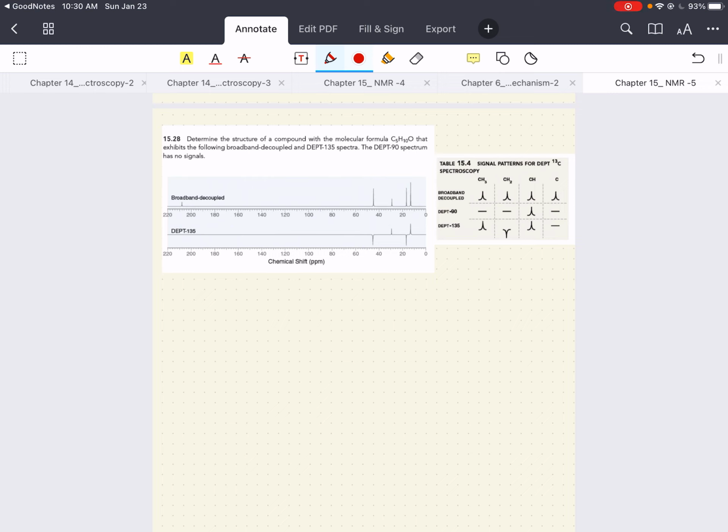What we're going to do here is determine the structure of a compound with molecular formula C5H10O. We have our broadband decoupled and our DEPT-135. The DEPT-90 spectrum has no signals, and that's important to know. We start with the hydrogen deficiency index: one half of 2 times the number of carbons, 10, plus 2, minus the number of hydrogens. That's 12 minus 10, so 2 over 2, which is 1.